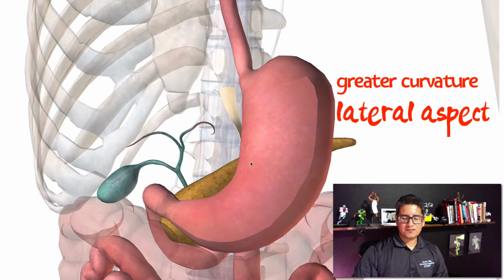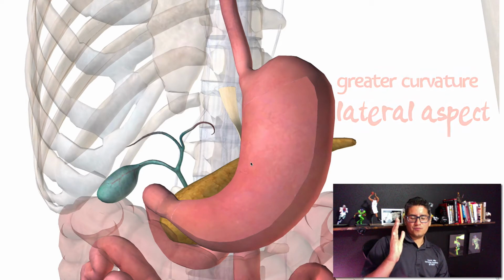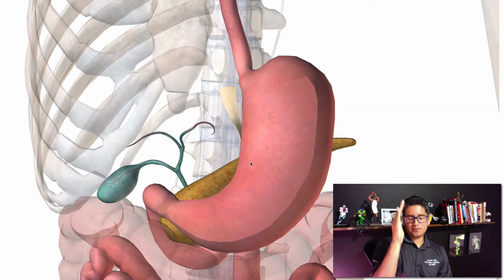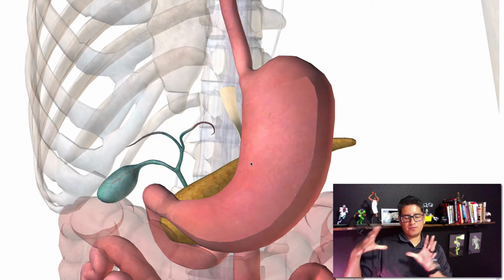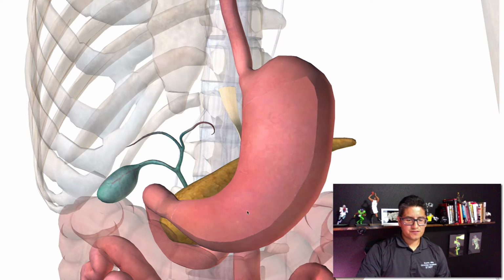All right, and so the stomach is pretty much vertical for the most part. On taller people, it's pretty much vertical, but then for shorter people, it's a little bit more horizontal. Okay, so those are the two major curvatures of the stomach. Now let's get into the four major regions.